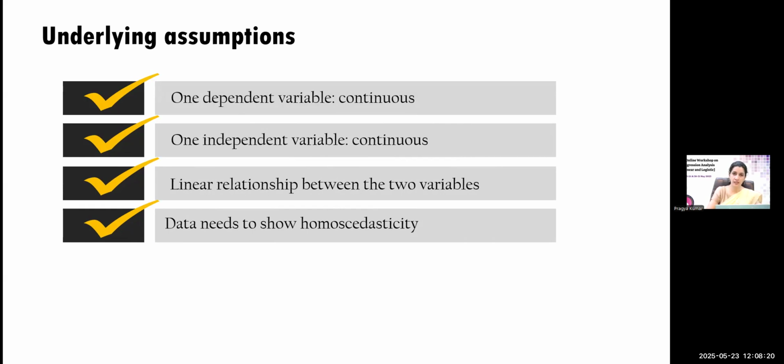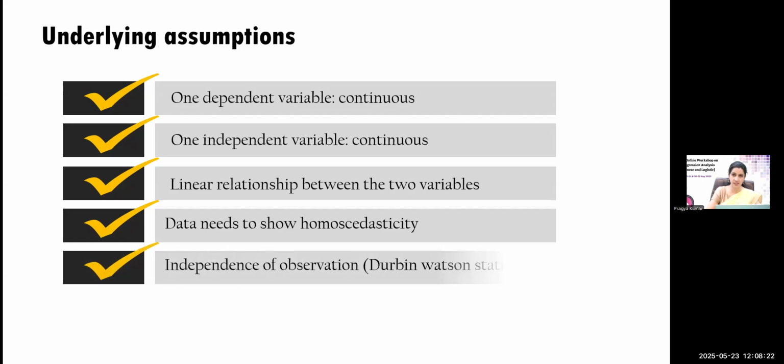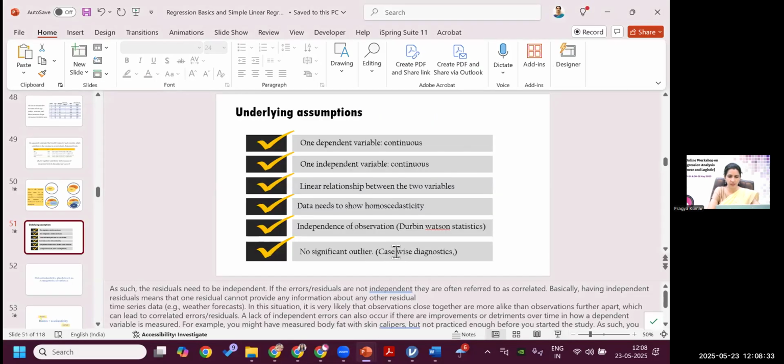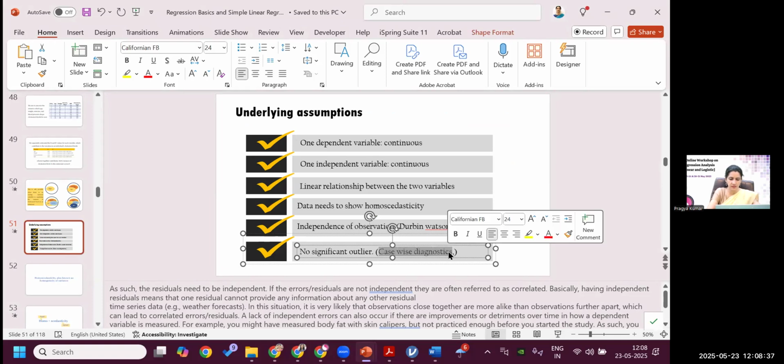I'll demonstrate all these concepts on the data set. And then there should be independence of observation. So what is this independence of observation? And for outliers, again, by mistake, everywhere I have written case-wise, but in SPSS this doesn't give you case-wise diagnostics. Instead, it gives you Cook's distance.